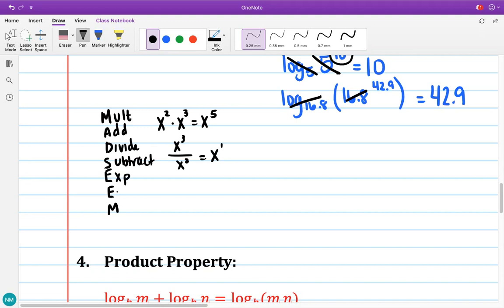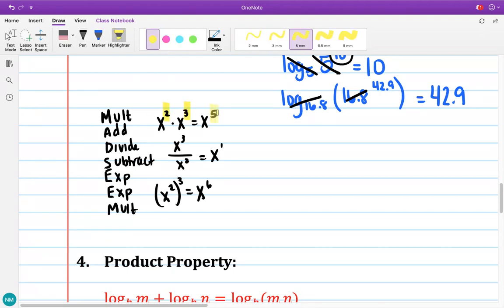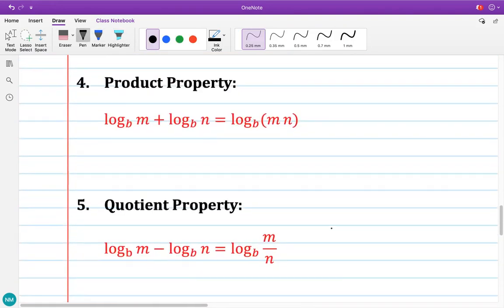And when you take an exponent of an exponent, or a power of a power, you multiply. So x squared cubed is x to the sixth. 2 times 3 is 6. So 1, 2, 3: we added. 1, 2, 3: we subtracted. And then 1, 2, 3: we multiplied. This is important here, not just doing this for no reason. When we multiply, we add. When we divide, we subtract. When we take an exponent of an exponent, we multiply. So this is basically all three of these properties right here.